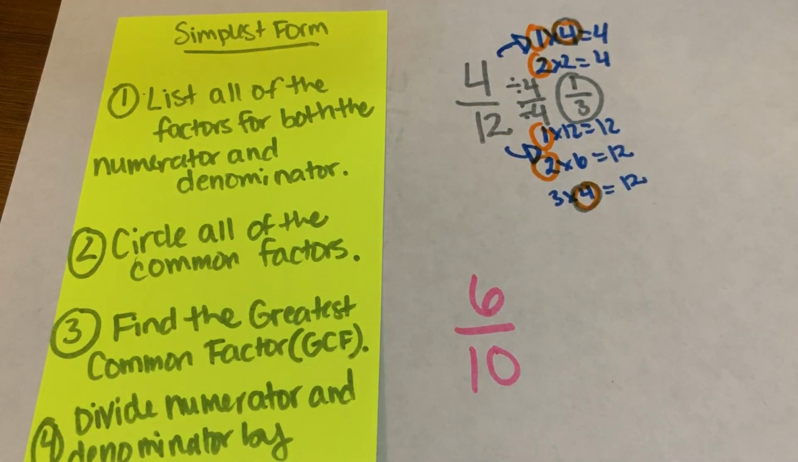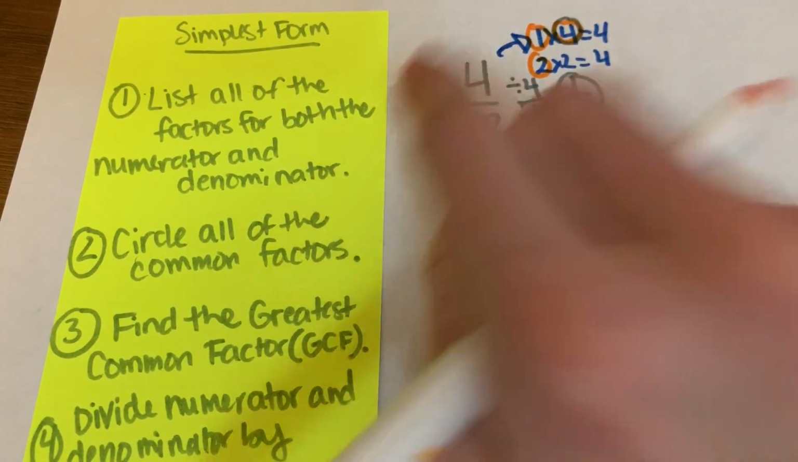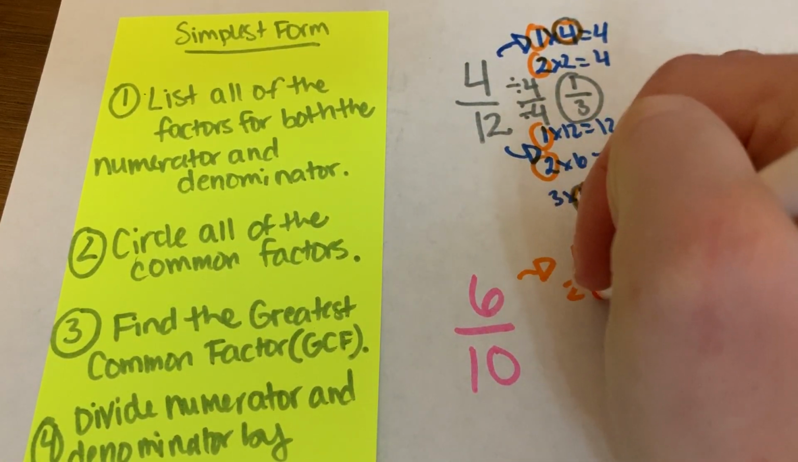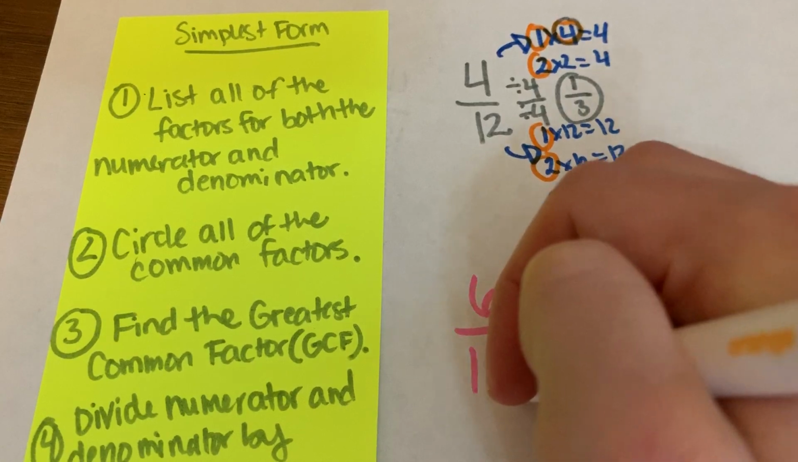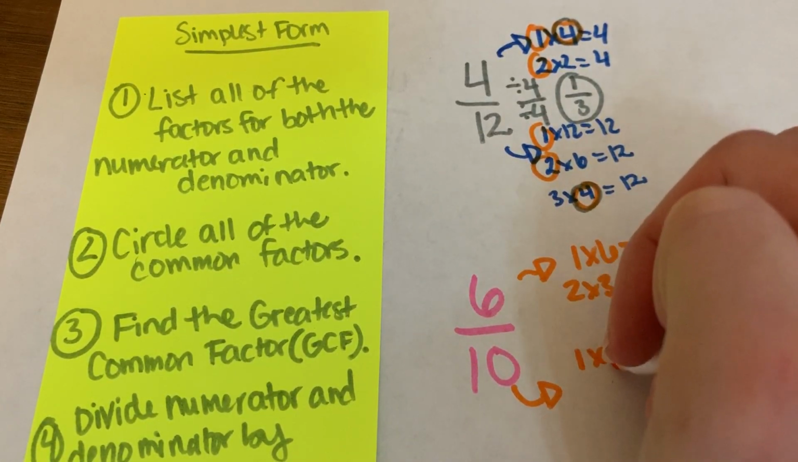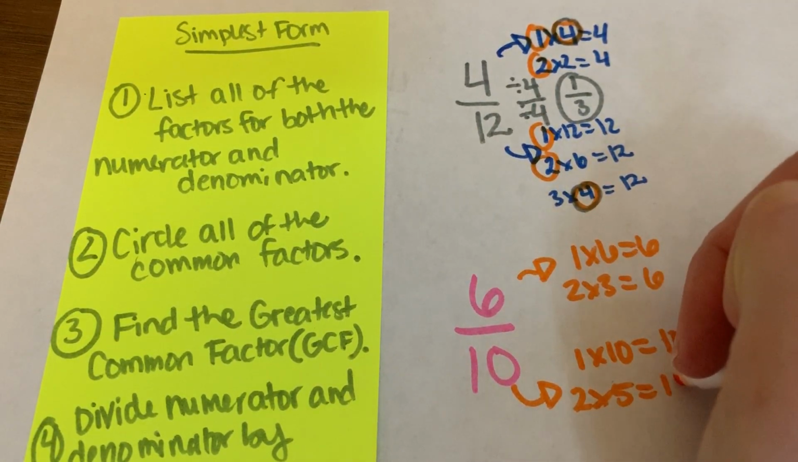Okay? So I want you to go ahead and try this with another problem, 6/10. Go ahead and find the simplest form of 6/10. All right, so first we're going to list all the factors of both the numerator and denominator. So 1 times 6 equals 6, and 2 times 3 equals 6. All right. Next, it's 1 times 10 equals 10, and 2 times 5 equals 10.